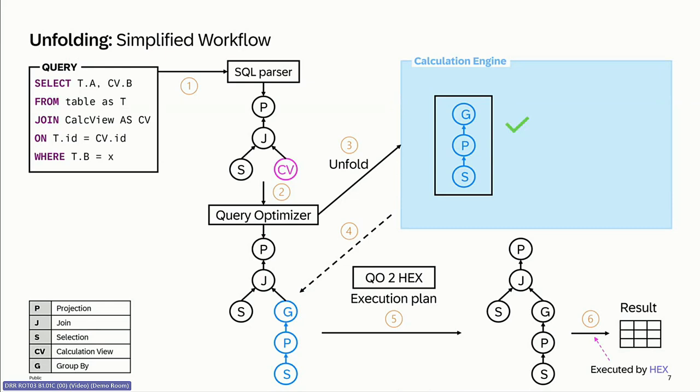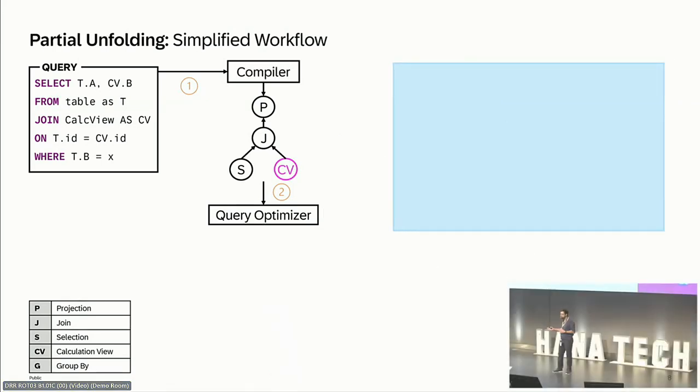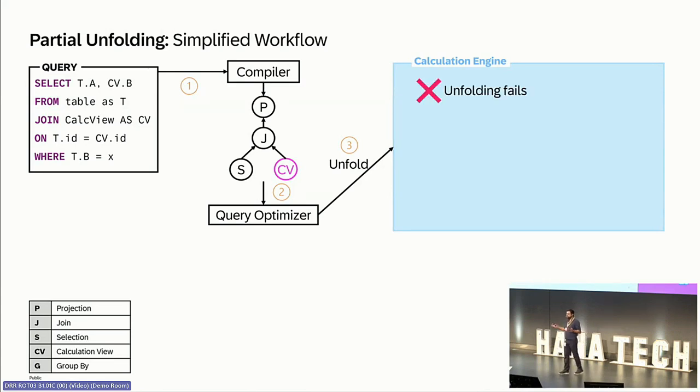But before we move there, I would like to tell you that sometimes the calculation engine fails to unfold a calculation view, and that has implications on the execution workflow and on the performance, and that's what we will see now. So back to the same example, and now here, back to the unfolding request that reached the calculation engine. Let's suppose that for some reason it fails.